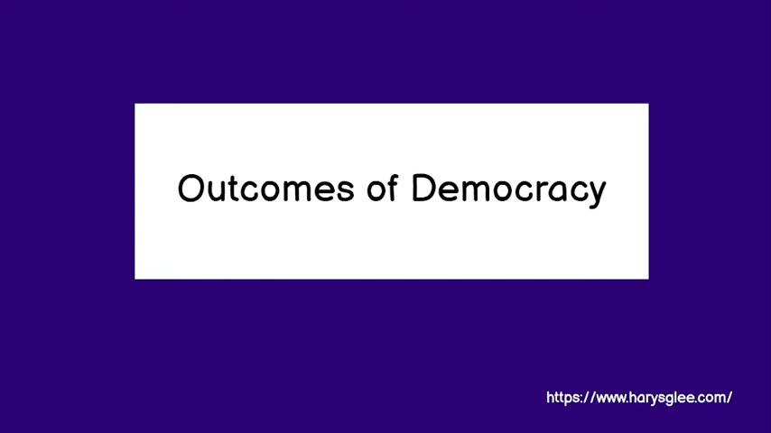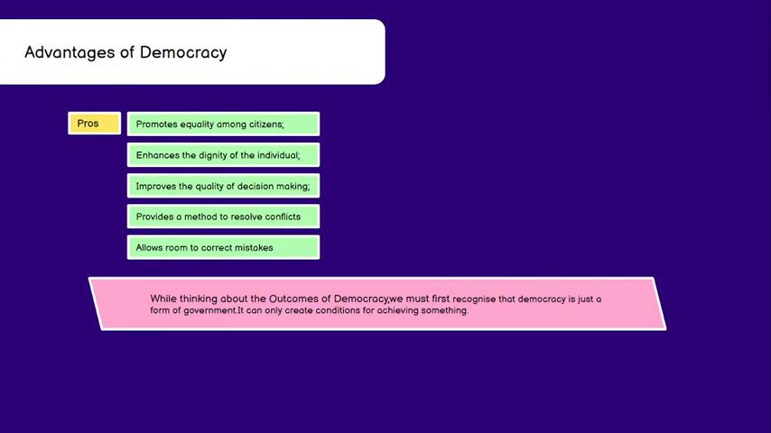So let's start with outcomes of democracy, class 10th. Having a look at the different advantages of democracy. Democracy promotes equality among citizens. It enhances the dignity of individuals, improves the quality of decision making, and provides a method to resolve conflicts and allows room to correct mistakes in the form of ruling party and opposition party, right?